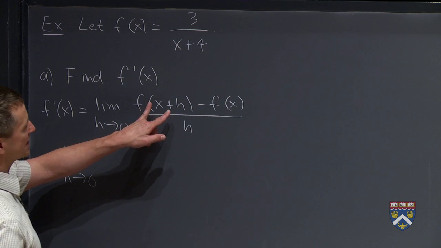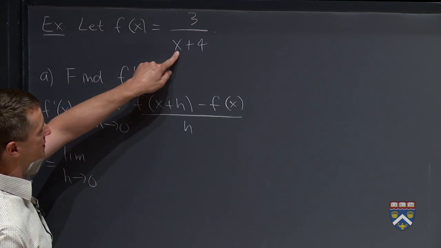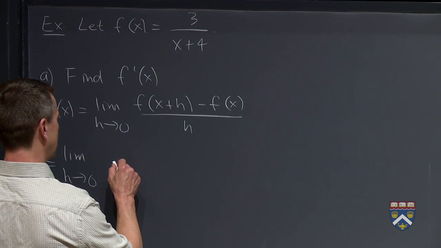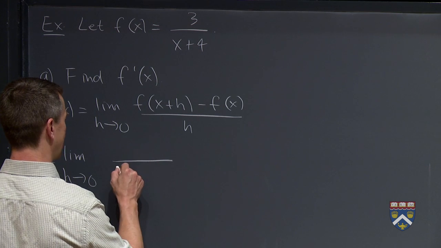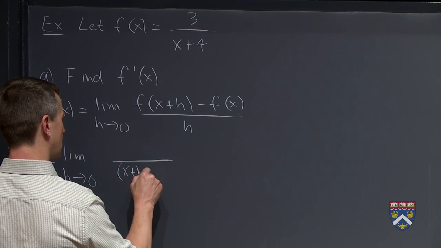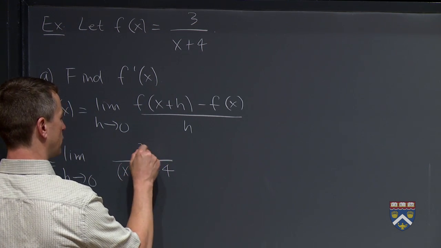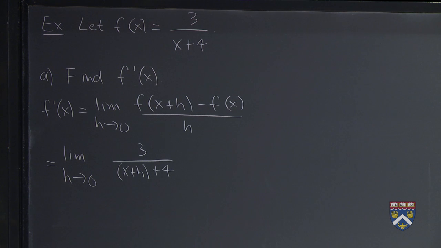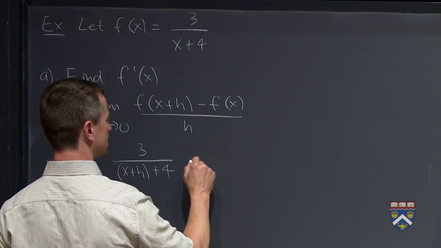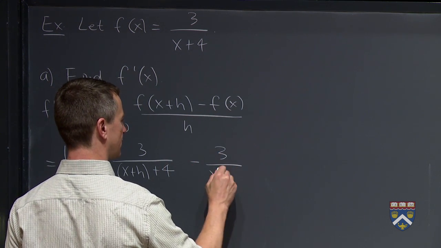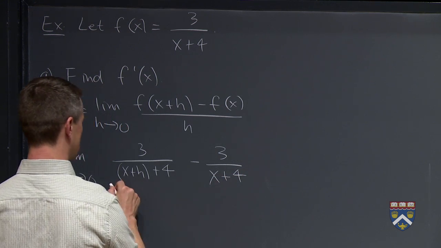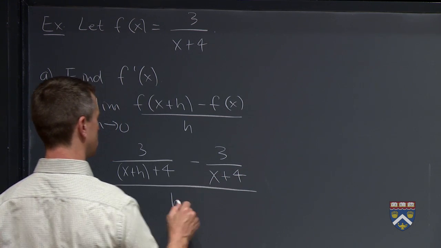So let's see, f of x plus h. Whatever we feed this function, it puts it down here and adds 4 to it. Meaning that if I feed it an x plus h, it's going to add 4 to it and then put that whole thing underneath a 3. And then minus f of x, minus 3 over x plus 4. And then this is all over h.